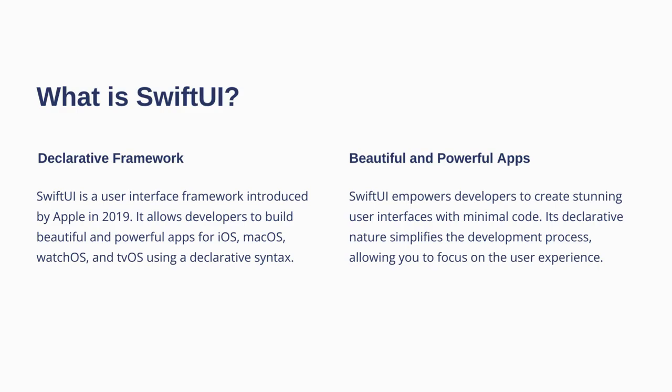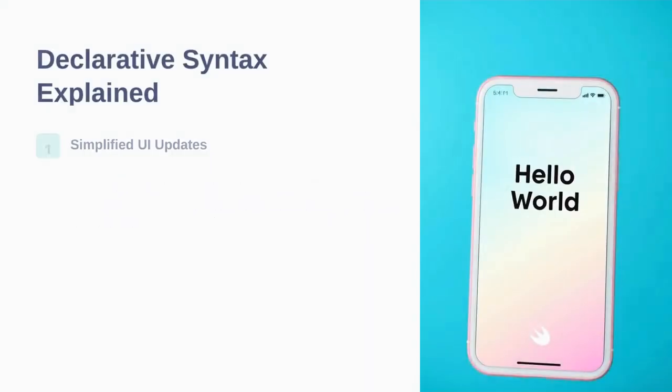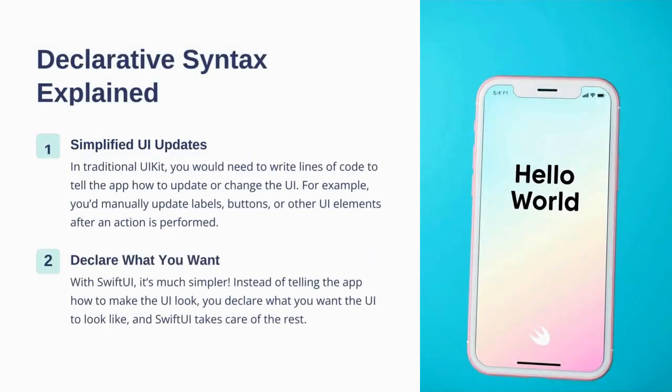SwiftUI uses something called a declarative syntax. What is meant by that? Well, in other frameworks, you would need to tell the app exactly how to update the UI. But with SwiftUI, you just tell it what you want and it does the rest. Normally, in UIKit, you would write a lot of code to update the UI every time something changes. But with SwiftUI, it's simple. You just write what you want to appear on the screen and it will automatically update it when needed.